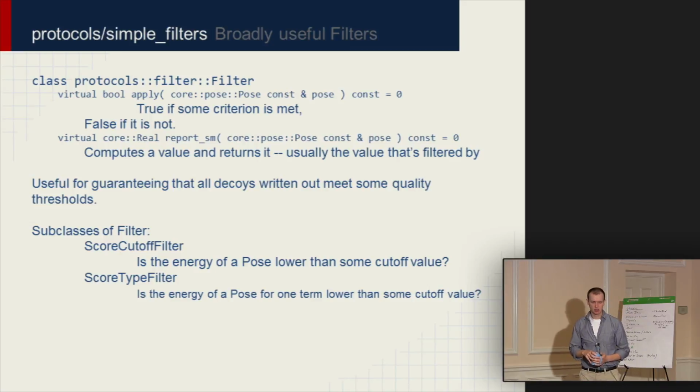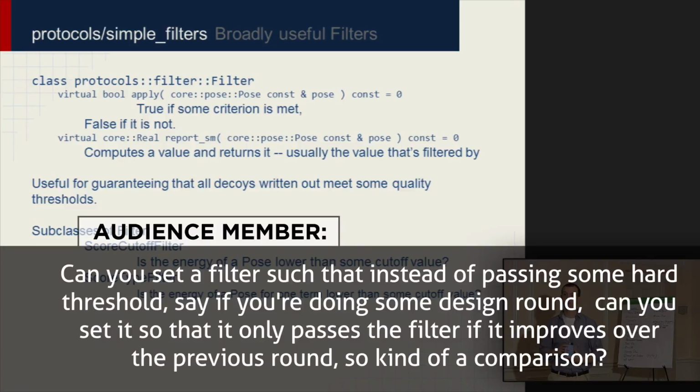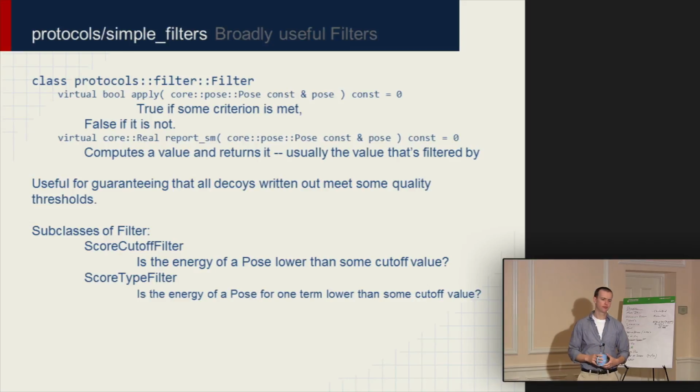The other function that filters have come to take on is, yes, is there a question? Yes, Alex. Can you set the filter such that instead of passing some hard threshold, if you're doing some design round, it only passes the filter if it improves on the previous round? So the question was, can you have the filter get increasingly stringent by recording what the decision was of a previous round, so that things just get better? That's an interesting idea. The short answer is no. The reason is that when you apply a filter, you're not supposed to change that filter. The filter's apply function is const, so it's not supposed to change as a result of seeing a pose, of making a decision. Yeah, I'll just leave it at the short answer.